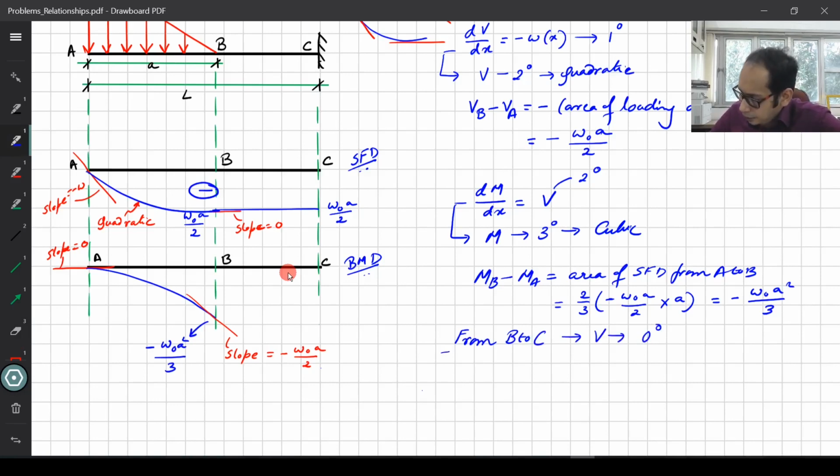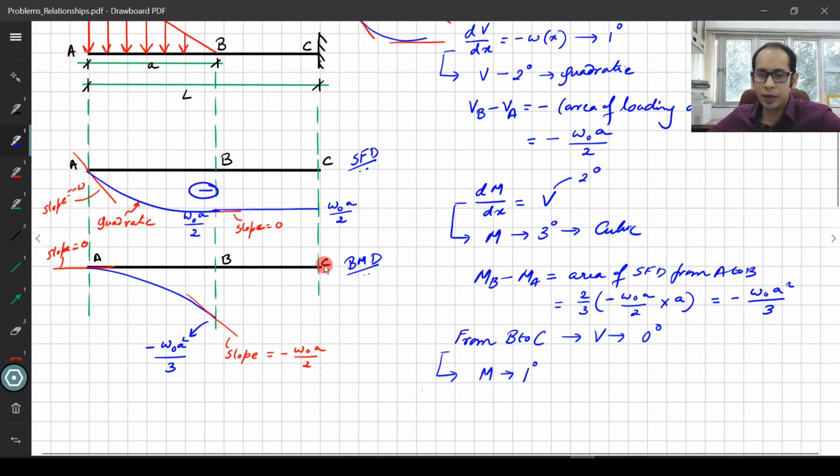So that kind of tells you that your moment will be of degree 1. So it will be a linear line, right? It will start from here. It will have the same slope though. Why? Because the slope depends upon the V. So the value of the V here is W naught A over 2, and all along it is W naught A over 2. So it will have the same slope of minus W naught A over 2. Just it will start from here and will continue as a straight line.